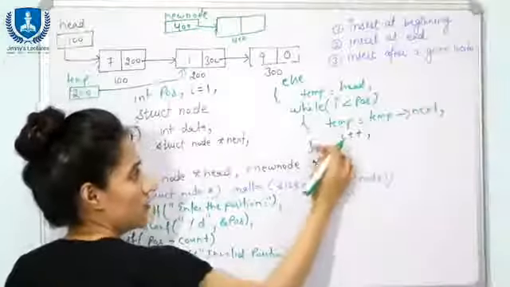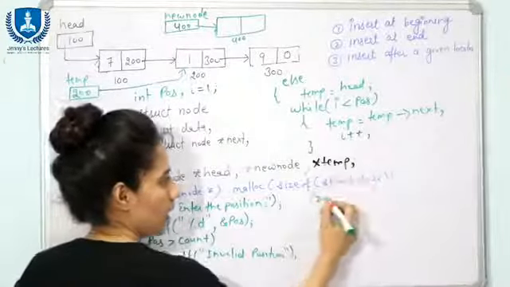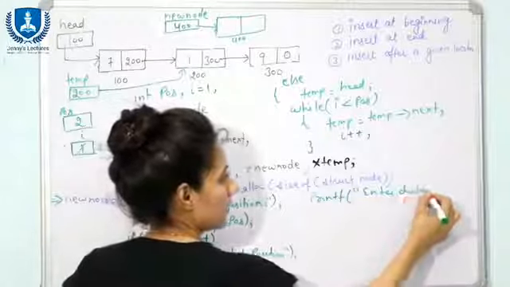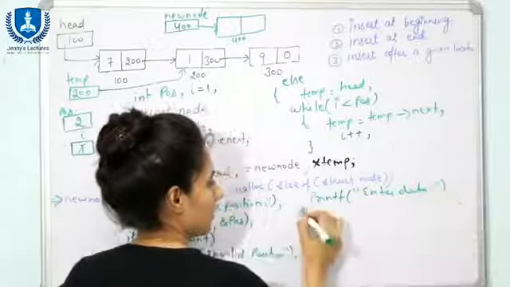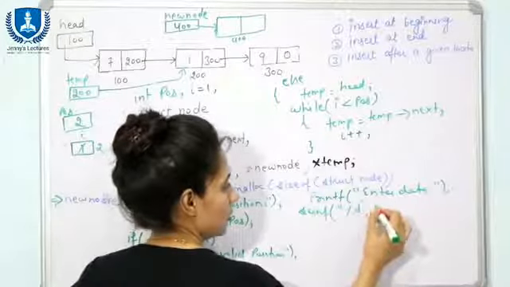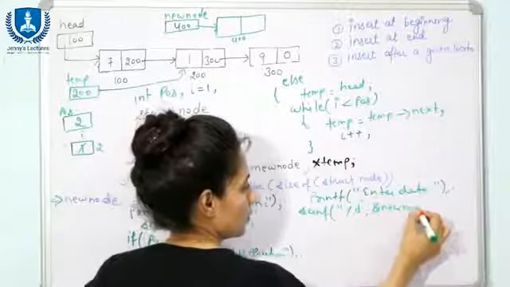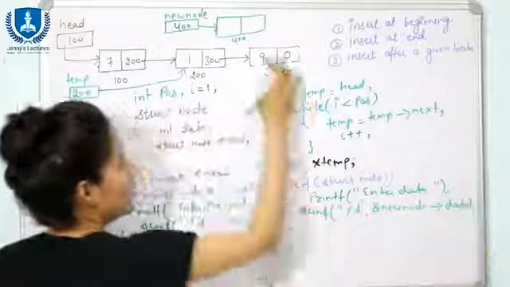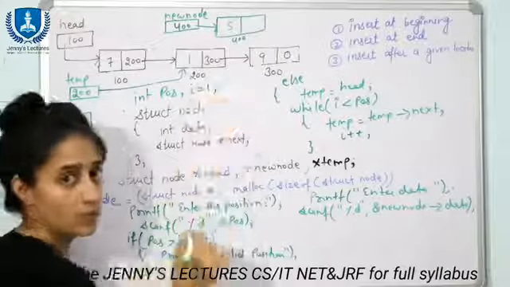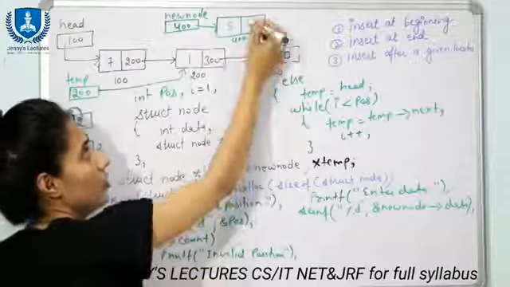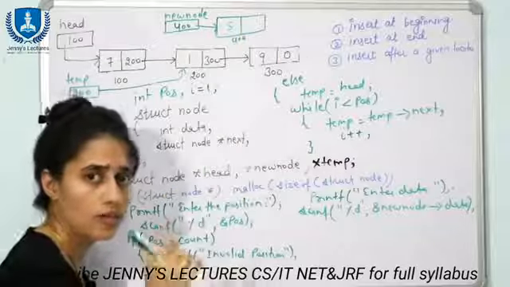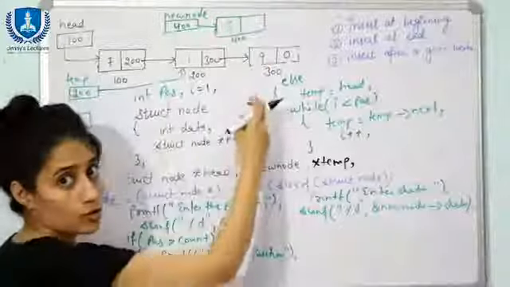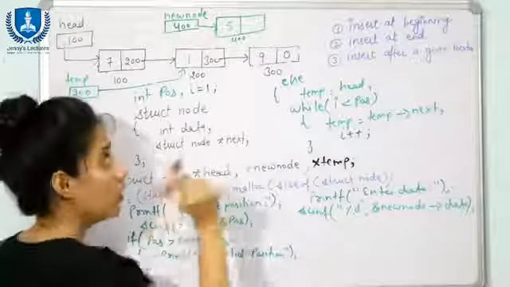So after this while loop, I'll ask printf "enter data", scanf %d, address of new node and data. Here you will put the data, suppose data is 5, right? And here we will not write 0 or null, because we are going to update this pointer. So now here you have to update 2 links.